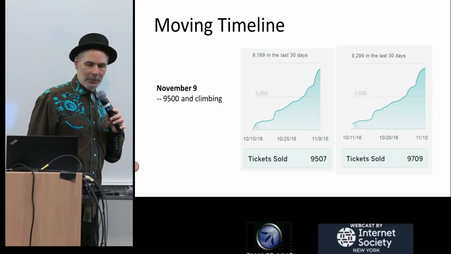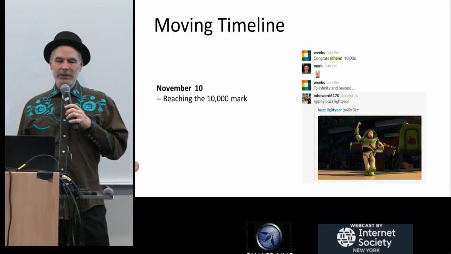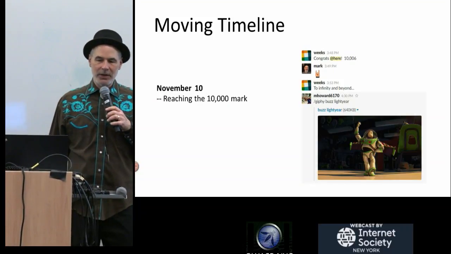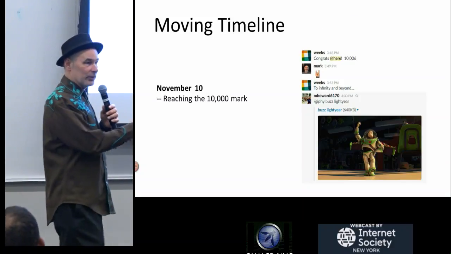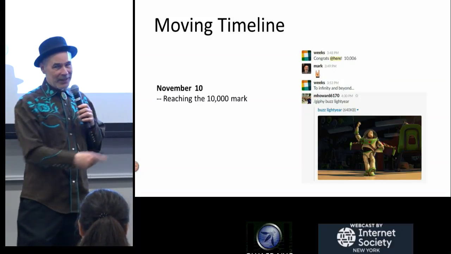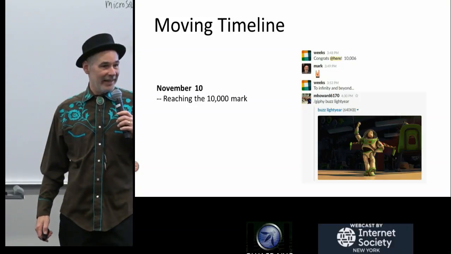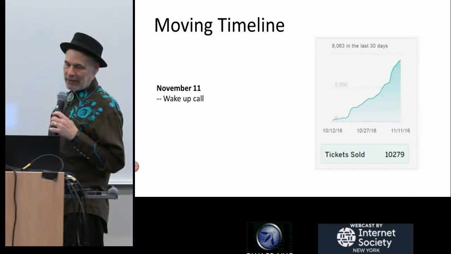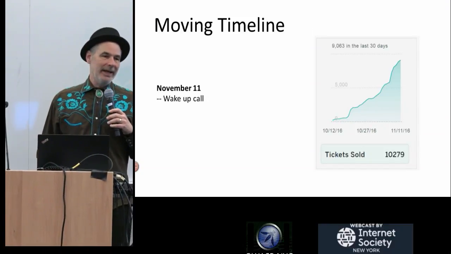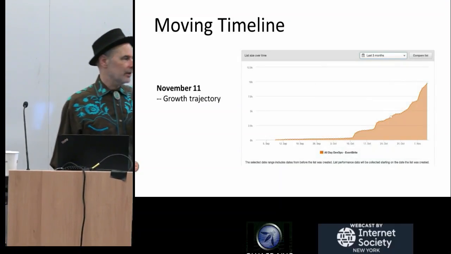November 9, we're 5 days out, 9,500 and climbing. November 10, we reached that 10,000 mark, and who is this? I know you young guys know this one. Buzz Lightyear. What does he say? To infinity and beyond. That's where we were when we hit 10,000. November 11th, we had a wake-up call. Bang, another 300 registrations. Trajectory growth looks like this.